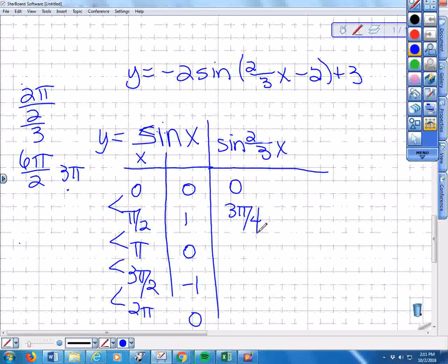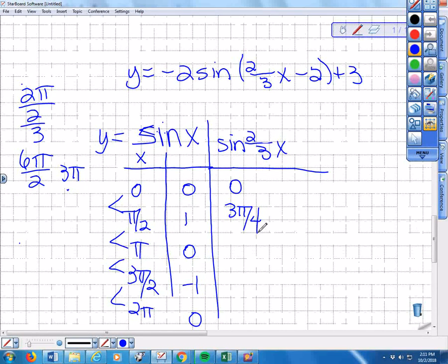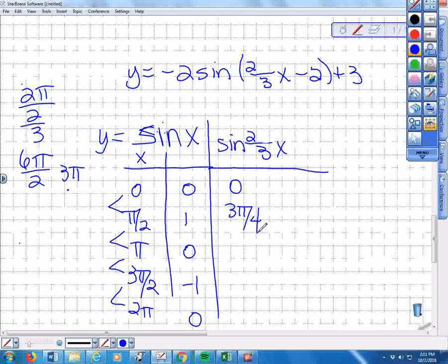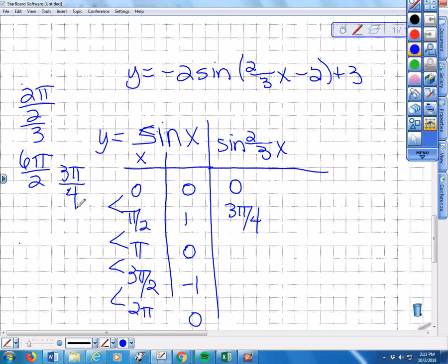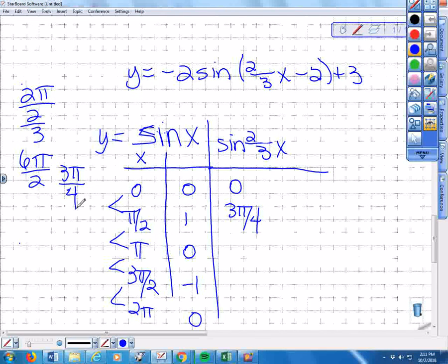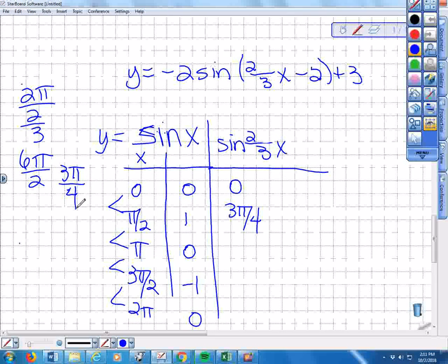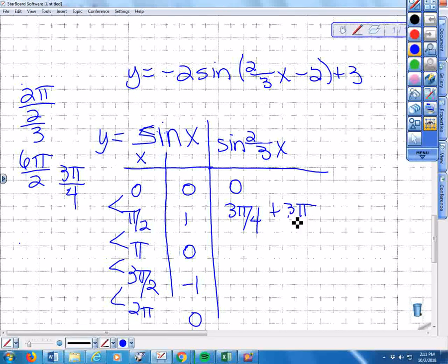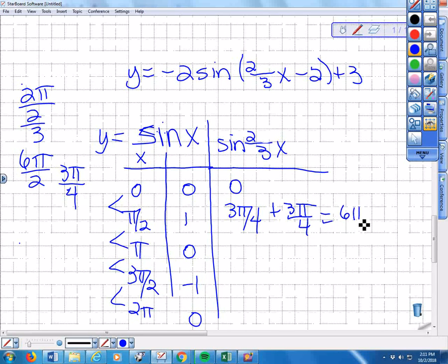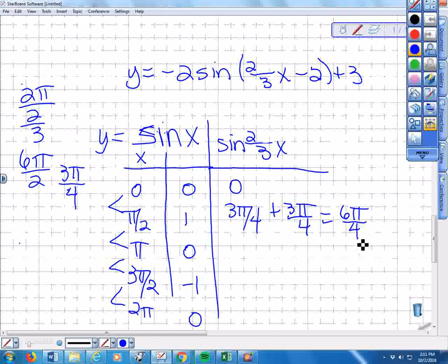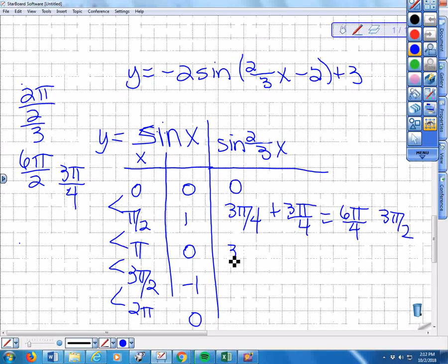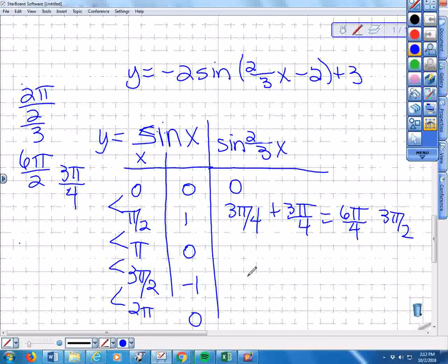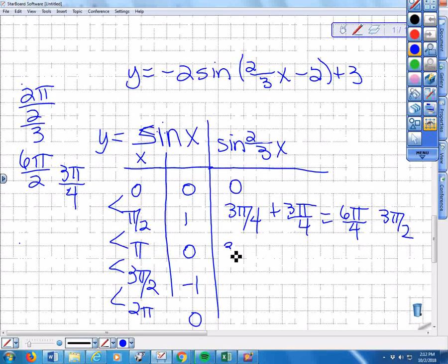Does that make sense? From 3 pi over 4, if I add 3 pi over 4 to that, because I'm doing it by 3 pi over 4, I get 6 pi over 4, which is 3 pi over 2, right? No, I'm just doing this side, sorry. 3 pi over 2.